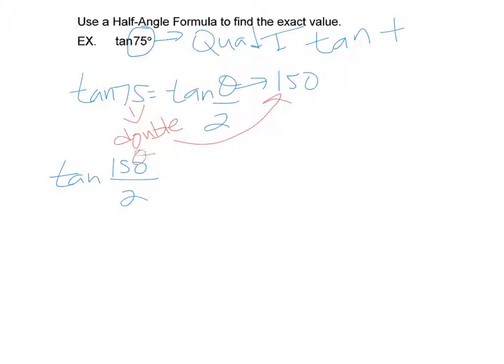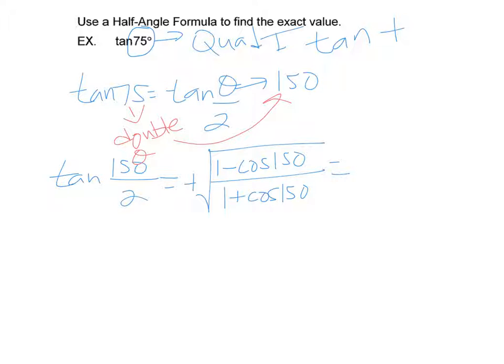And then in the formula, everywhere we see a theta, we're going to replace it with 150. So I know it's positive, which you don't have to really write a plus. And then the formula for tangent is square root of 1 minus cosine theta, which is 150, over 1 plus cosine theta. Then you're going to use the unit circle to look up the value of the cosine of 150. And it is negative square root of, not 2 over 2, 3 over 2.